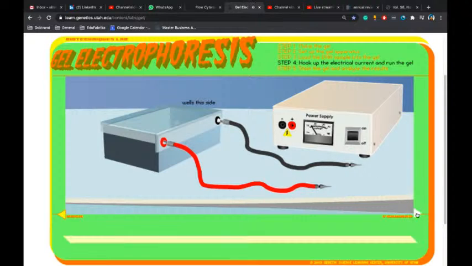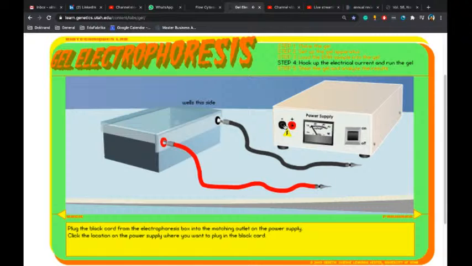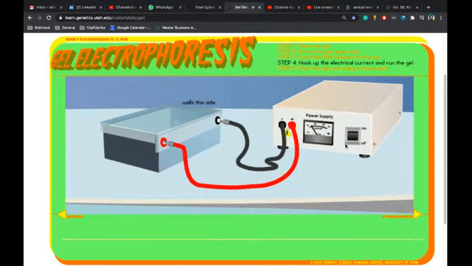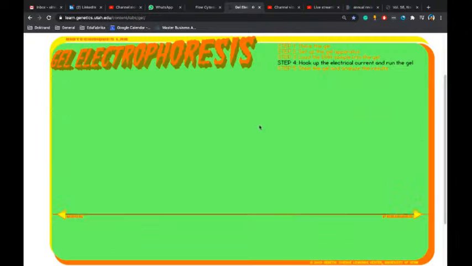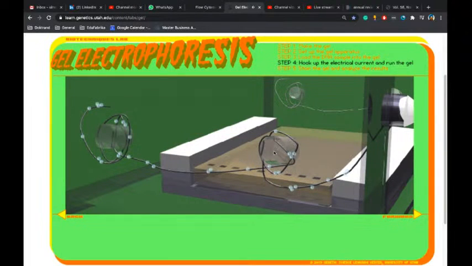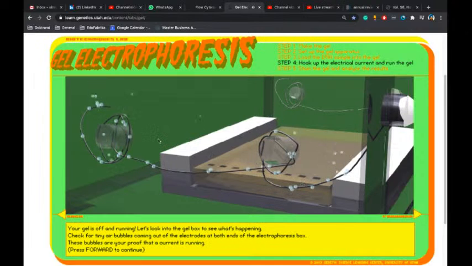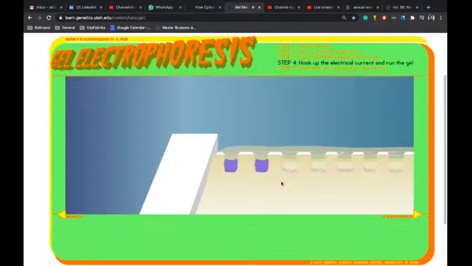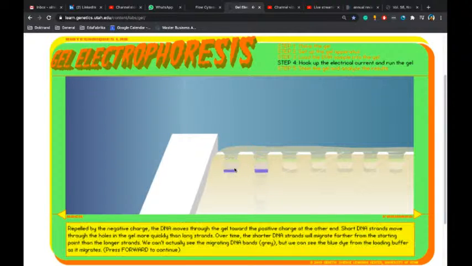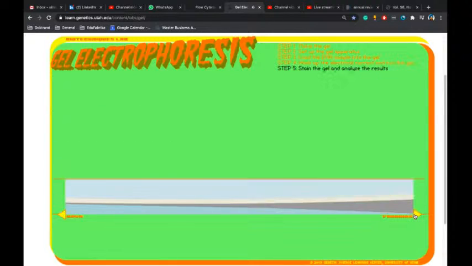So now it will be attached to electricity, black with the black, red with the red, and we turn it on. So it will start moving, bubbles will start to come. That means that it started to run, and your sample will start going downwards. Over time, shorter DNA will migrate faster than the longer ones, and we can see them via the blue dye also.